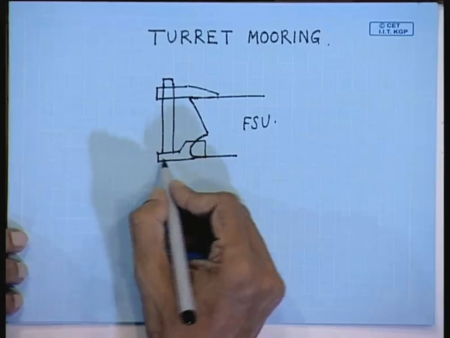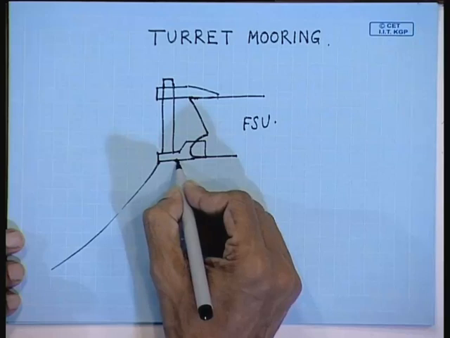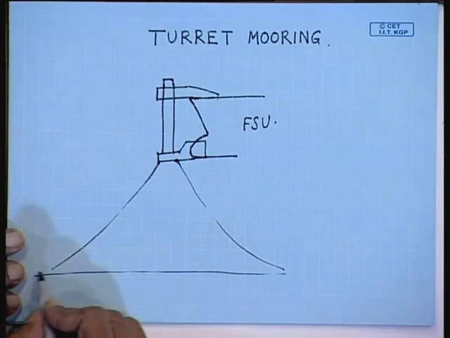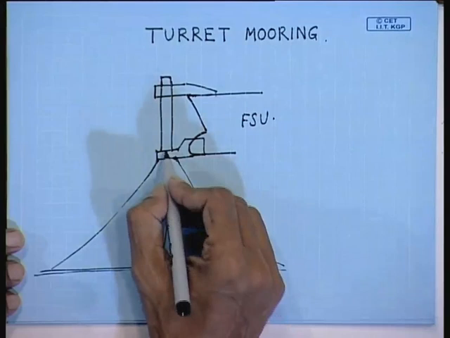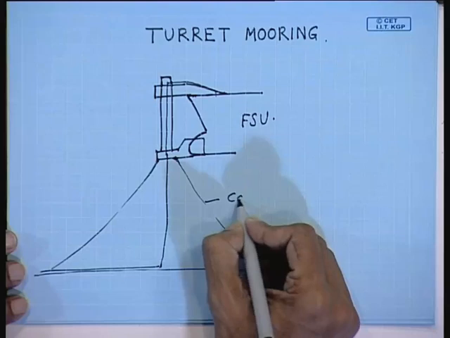Now from here, the mooring or the catenary moorings are attached at a rotating table fixed at the bottom of the turret. So actually the ship is able to revolve about the turret. Now your marine riser will come from this, it will be taken up here, it will go up and then right down to the tanker. So this is your catenary, this is your marine riser.